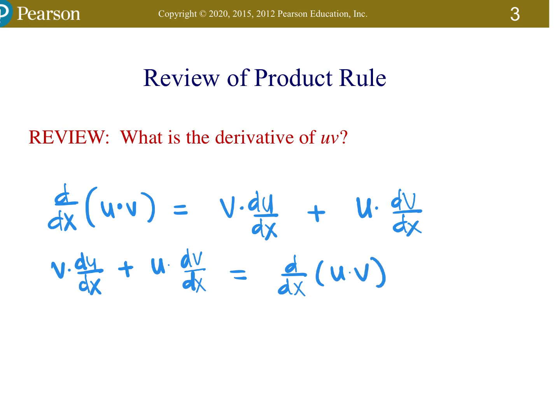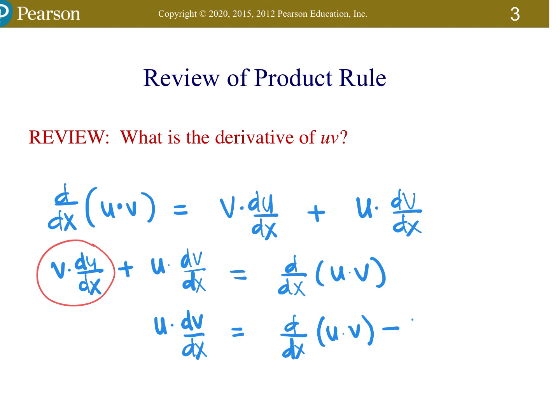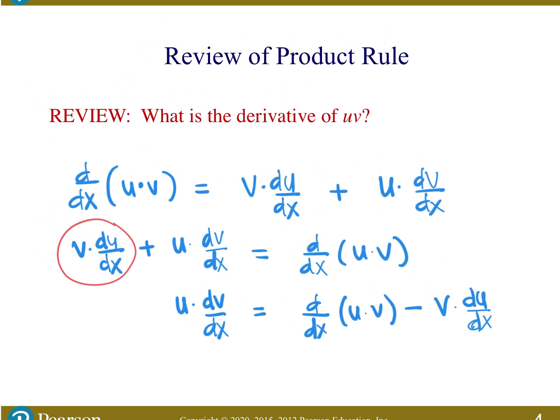All right, another thing that's legal in math is subtraction. So I'm going to subtract a part from one side and then move it to the other side. So what I'm going to do is subtract this. So that will leave me with u dv dx by itself. And I'll have d dx of u times v minus v times du dx. Okay, again, all legal things that I'm doing to math here.